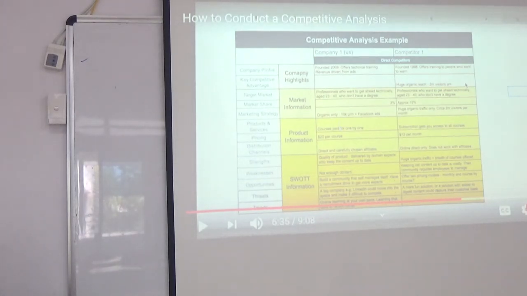Product information: you buy the courses one by one. If you buy a subscription for a year, you can join all courses. In this case, it's $20 per course, and here it's $12 per month. Distribution channels: they chose affiliates. That means the relationships they have with some links. And this company does not work with any links. You have to go directly to that company.